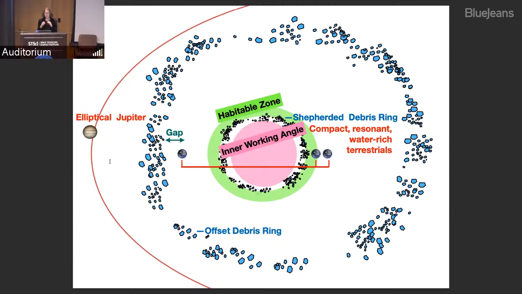We see a bit of a gap between these terrestrial planets and an outer debris ring, and that, along with its orbital architecture, is telling us that maybe these planets underwent a little bit of migration, but not a lot. So that's probably not why they're water-rich. The more likely culprit is the elliptical Jupiter in the system. It's not too elliptical, but it's enough to offset a debris ring and may have scattered in some of this water-rich material that we detect in the spectra of these terrestrial planets.